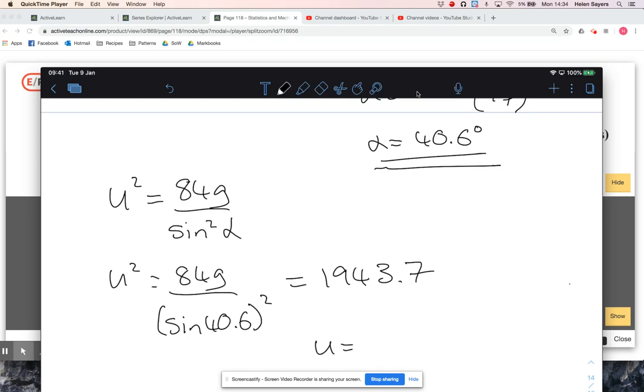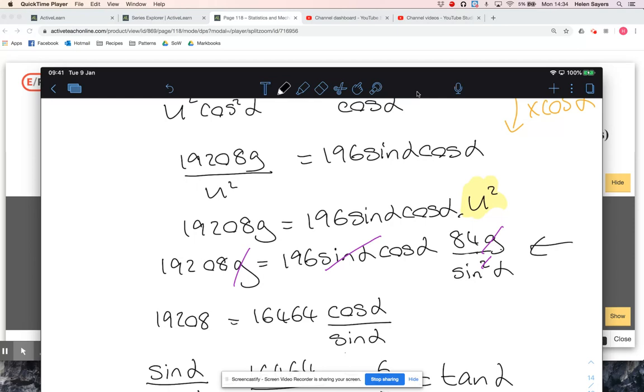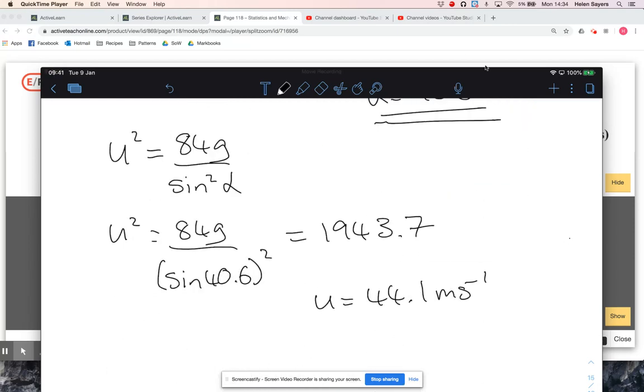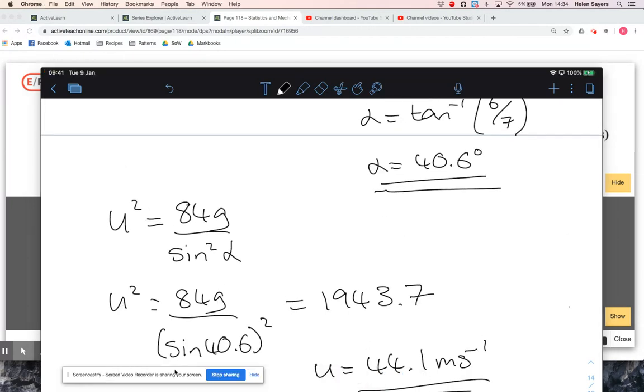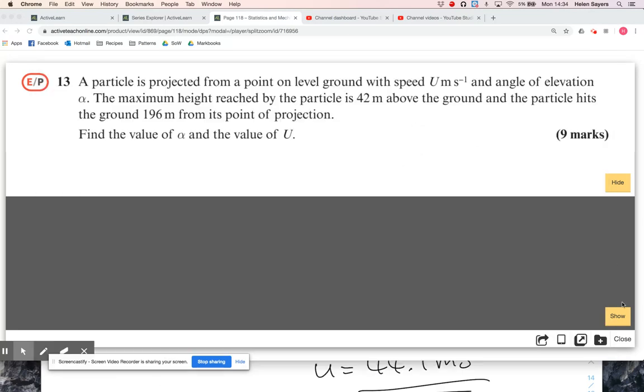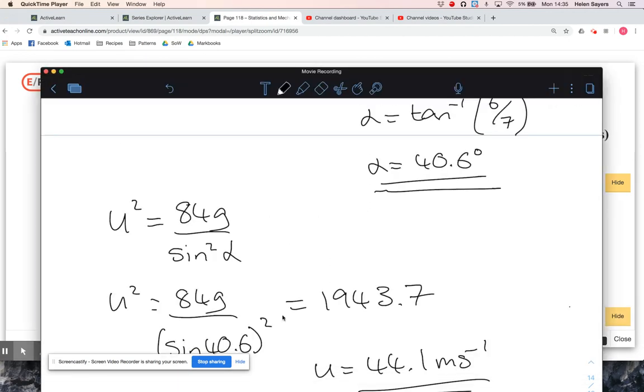So u is going to be the square root of that, which I am getting as 44.09. I'm just going to double check, but I don't think I actually used g anywhere because g just cancelled. Yeah, so we had g in this line, but it cancelled. So I think I'm okay to give my answer to 3 significant figures. Okay, let's get that out. Move that. Okay, so those are my 2 answers. Very much hope. Yes, they've rounded to 2 significant figures, but thank goodness for that. We get the same answers.